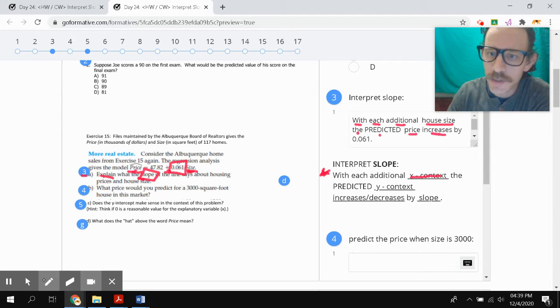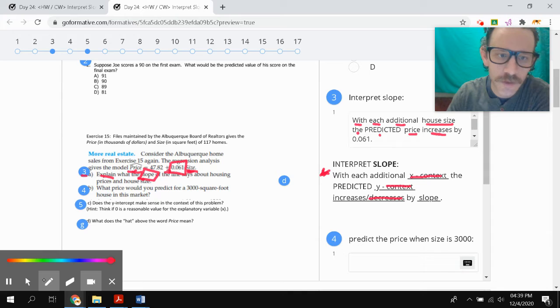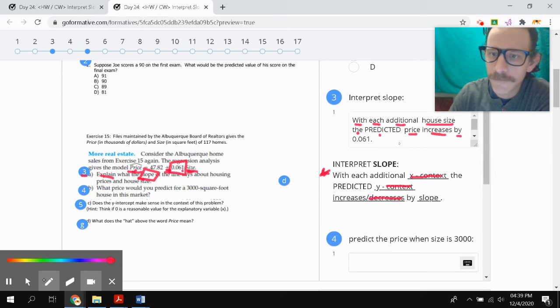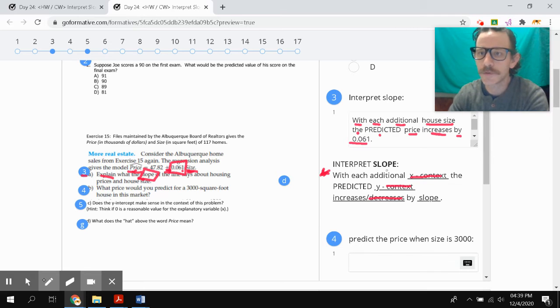increases, and we say increases because it's a positive slope, right? If we saw the equation or saw the graph, our slope would be positive, the line would be going up. And by how much? Well, it's by the slope. So there you have it. All right, so that's slope.